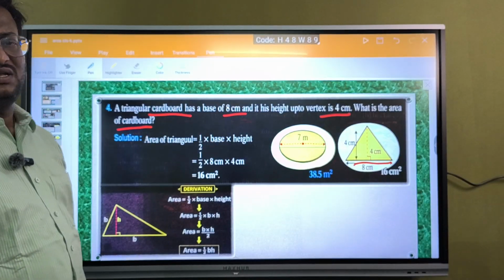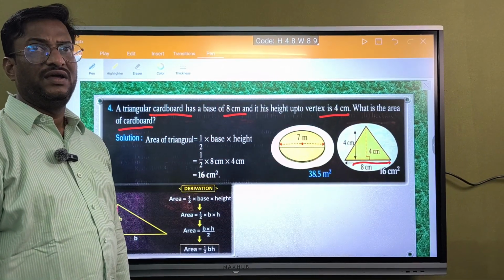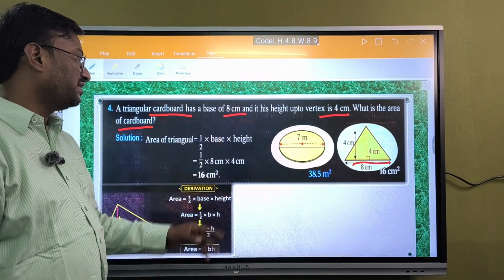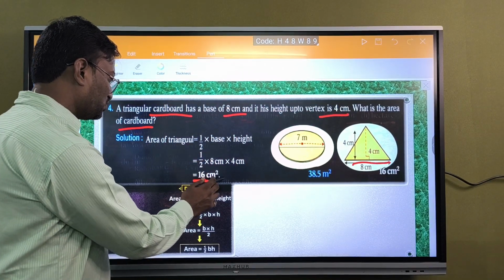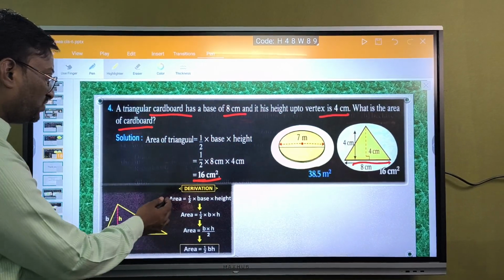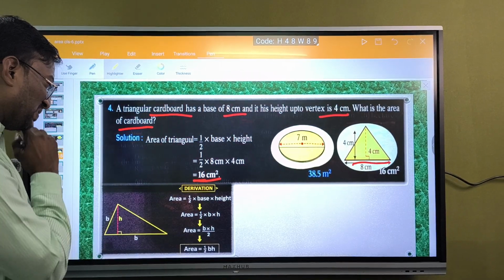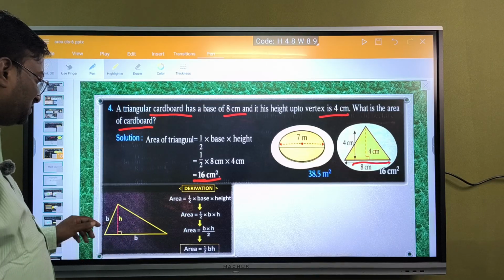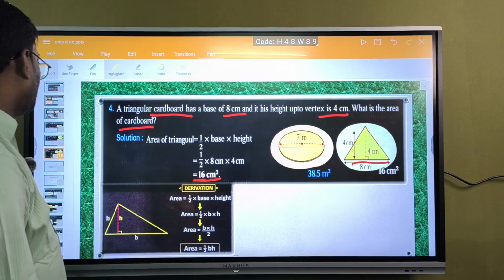The area formula is half into base into height. This is the area of the triangle. Half into 8 into 4, 2 ones are 2, 2 fours are 8, so 16 centimeter square. Remember, children, half into base into height is called the area of a triangle.